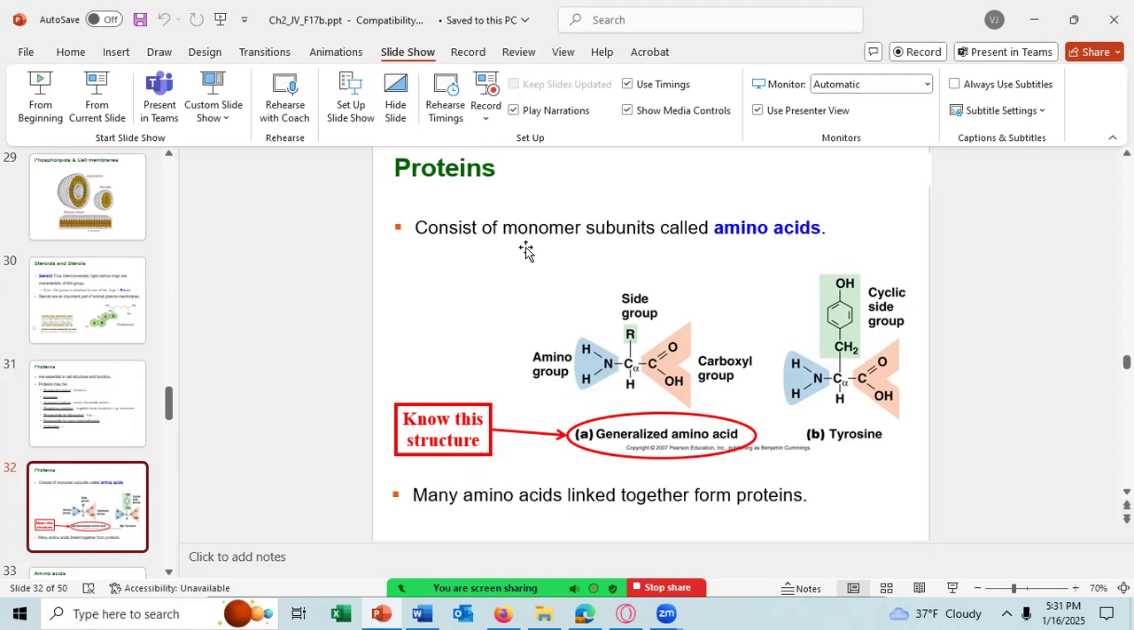So all proteins consist of monomers. We call these monomers or subunits an amino acid. Here's the generalized shape and function of an amino acid. It has a central carbon that all other portions of the molecule bind to or indirectly bind to. It has a hydrogen on one side of that carbon. It has an amino group attached to the central carbon on one side of the molecule.